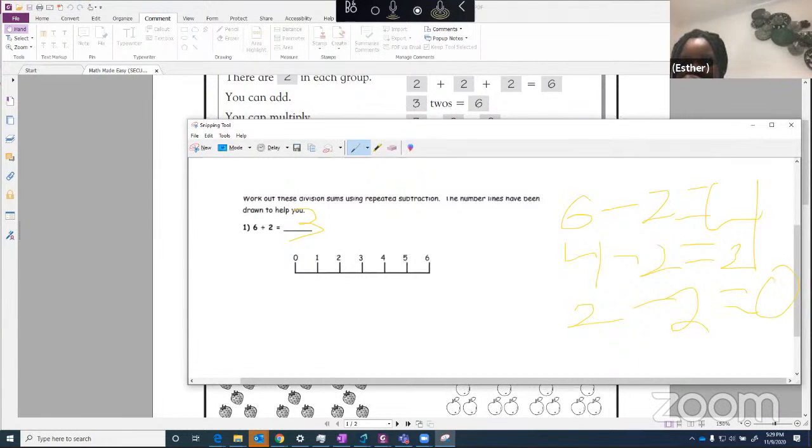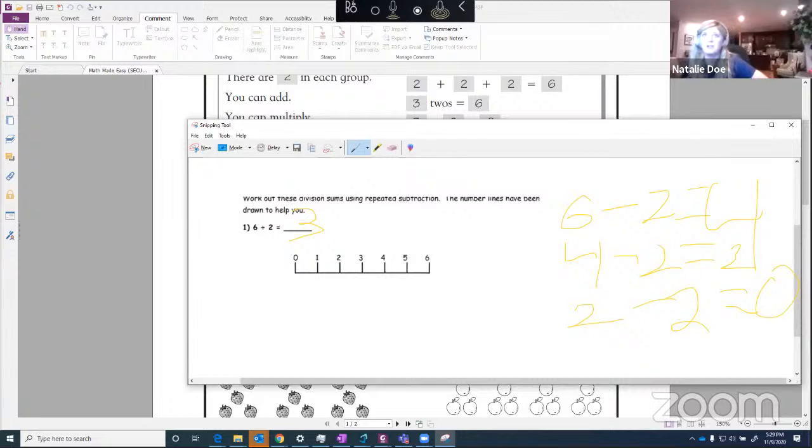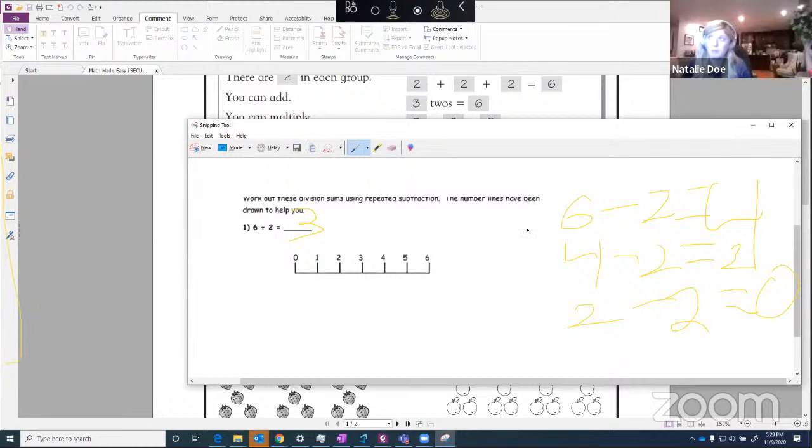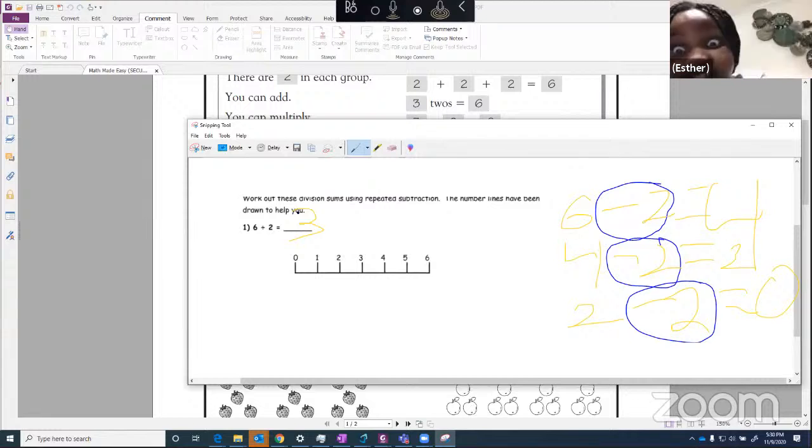Yep, that's right. So how do you get your answer of 3? Because 3 times 2 equals 6. That is true. When you're using your repeat subtraction, though, what you want to do is count how many times you subtracted 2. So we've got 1 right here, 1 right here, and 1 right here. So we subtracted 2 3 times. So that means that your answer 3 is right.